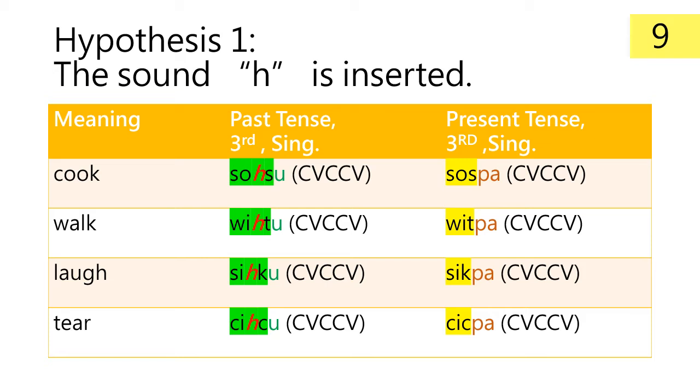The first hypothesis we propose is that the sound H is inserted. In this hypothesis, we assume the form in the second column is the original form. Then, to test the hypothesis, we can respectively attach the 2 suffixes provided by the data to the original form. Here we will use the word which means cook as an example.